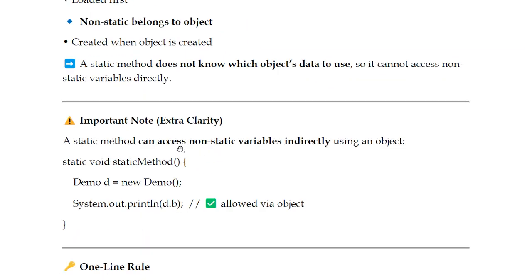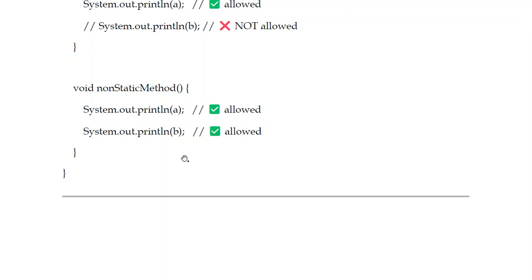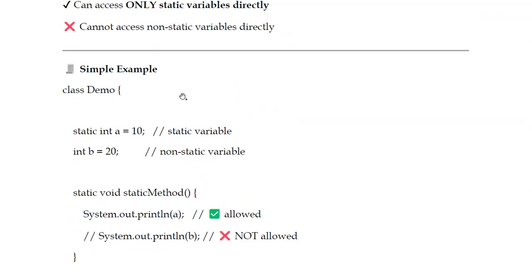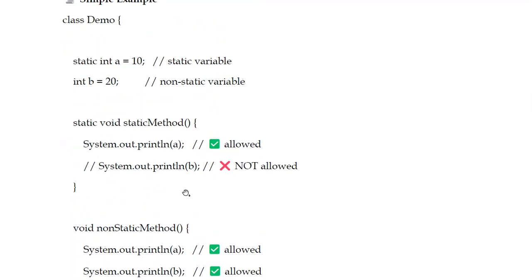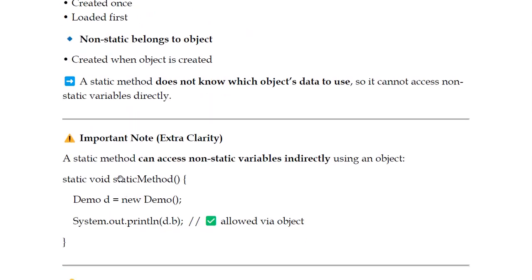Next, important clarity. What is that? Directly, indirectly. A static method can access non-static variables indirectly using an object. Previously, we used the word directly: it can access only static variables directly. We can't access non-static variables directly. So now you'll get the idea. So you see here, a static method can access non-static variables.